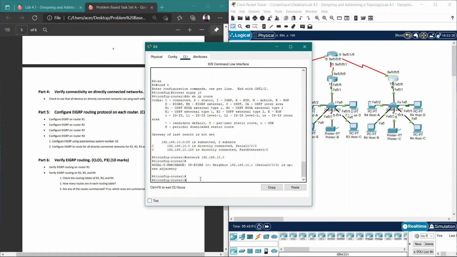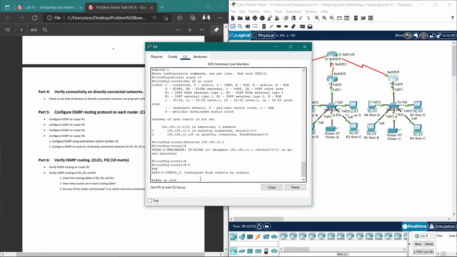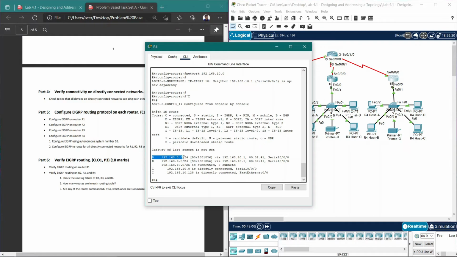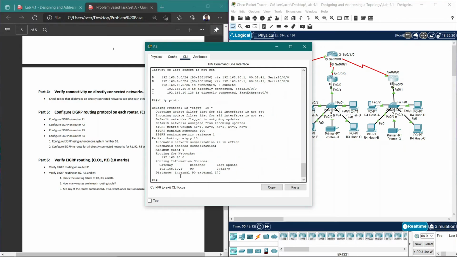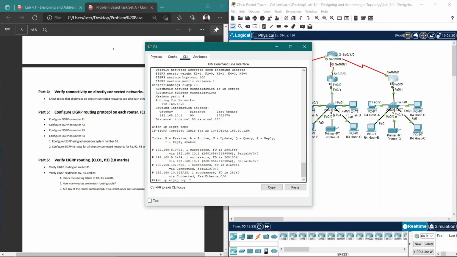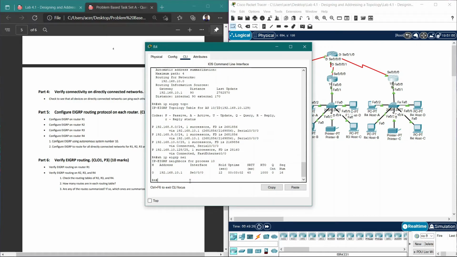The same goes for R4. Show IP route with two networks, and show IP protocols with one routing network, one gateway and also EIGRP 10. The next will be show IP EIGRP topology and also the neighbor. Here we can see there are two directly connected and also two networks coming from the serial 0/0/0 interface. And for the neighbor we can see only one, which is the R1 interface.